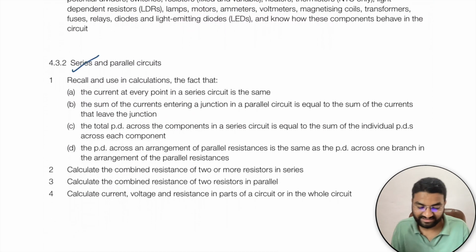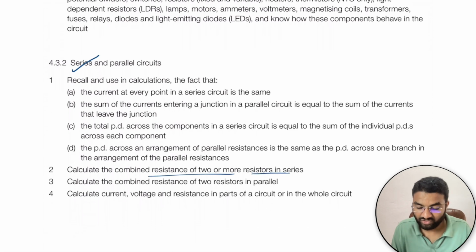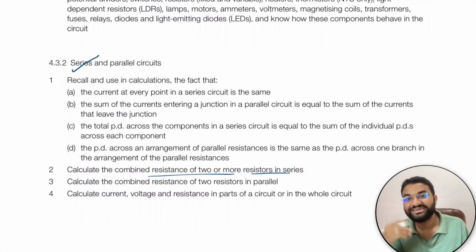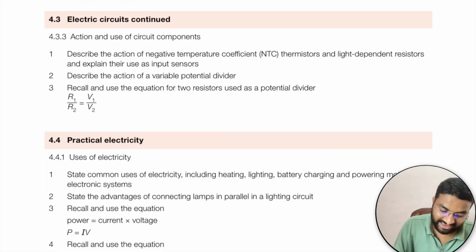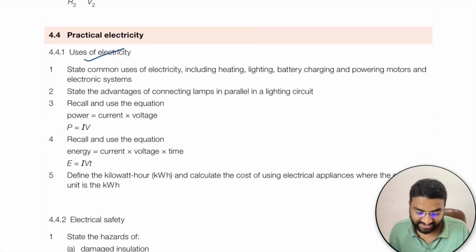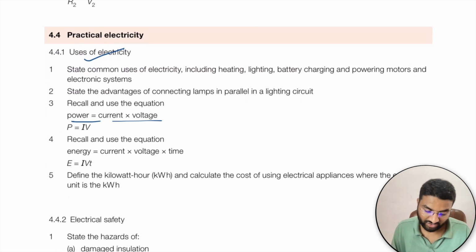Then we have series and parallel circuits. So the combination of resistance of two or more resistors in series and parallel, we have to understand their diagrams and numericals on them. Next, we have the action and use of circuit components. Then use of electricity. Here we have the power concept, that is current times voltage.